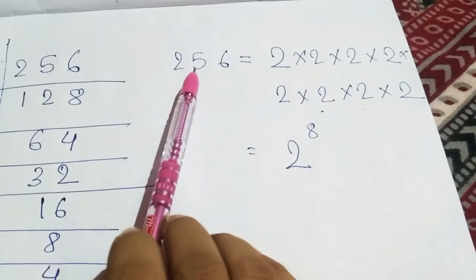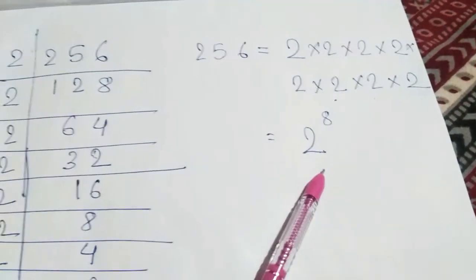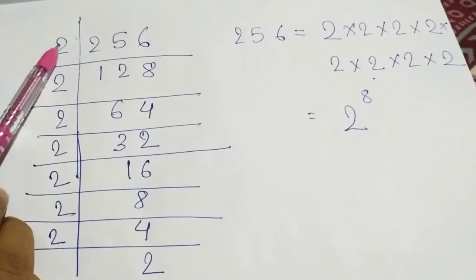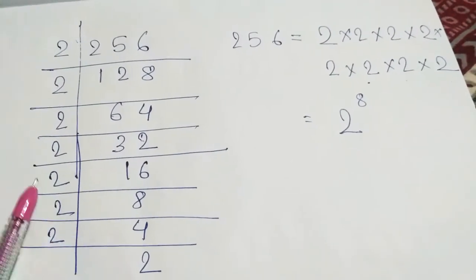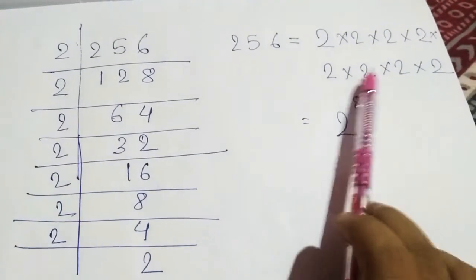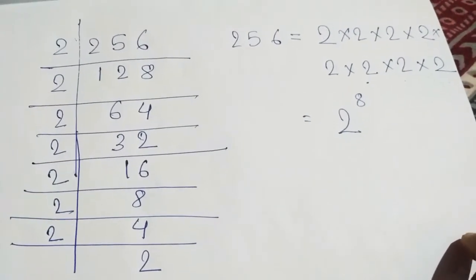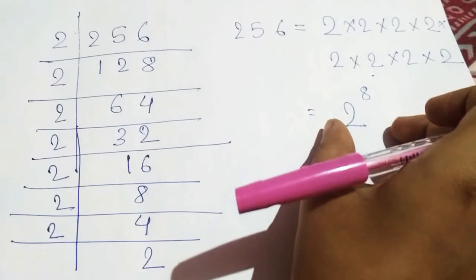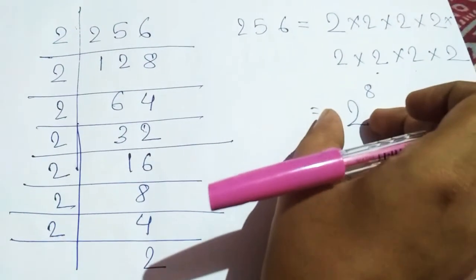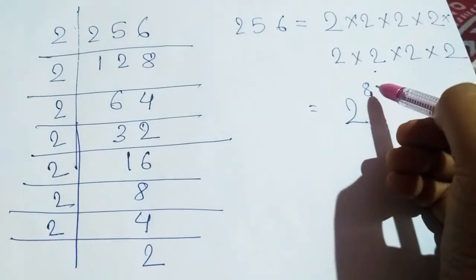When you have to convert any number into exponential form, first you have to find out the prime factors of that number, and then you can convert it into exponential form. Okay, this is exponential form because this 2 has an exponent.